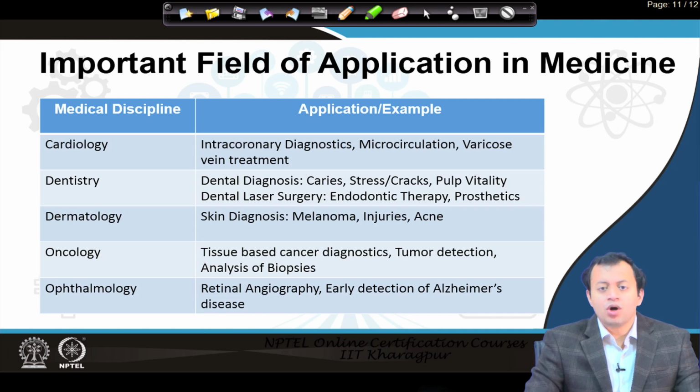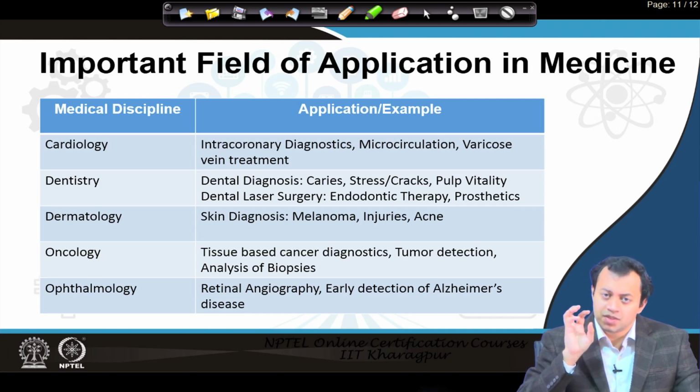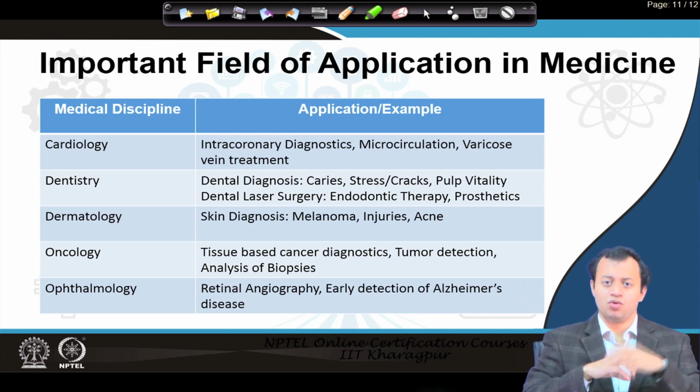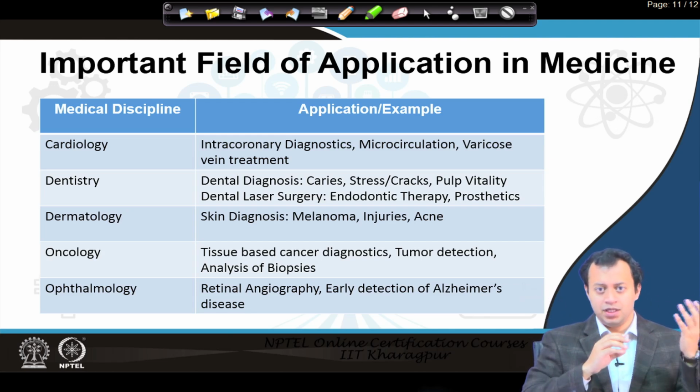So, what are the important fields of application in medicine specifically? Previously, I gave you a general idea: microscopy, photodynamic therapy, OCT.